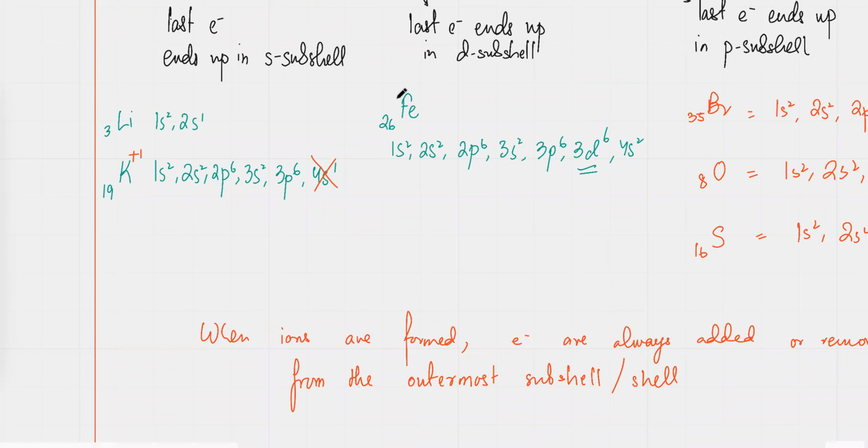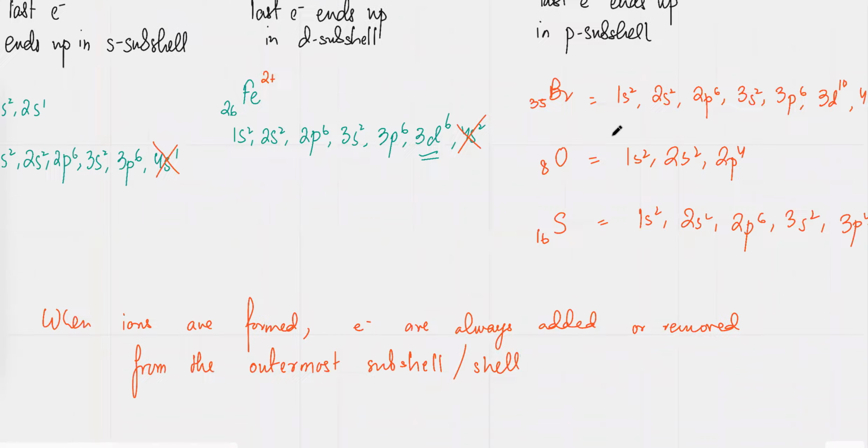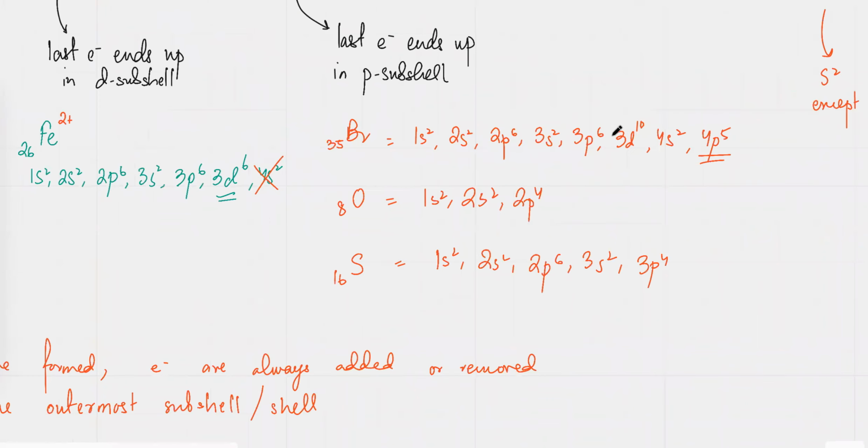Iron, if it forms 2+, the electrons would be lost from the last subshell. If it forms a 3+ ion, then there's going to be 1 electron that would go from the 3d as well. Bromine forms a -1 ion, so the electron would be gained, sorry, in this case, in the outermost subshell. So that is kind of obvious. Electrons are always removed or added from the outermost shell.